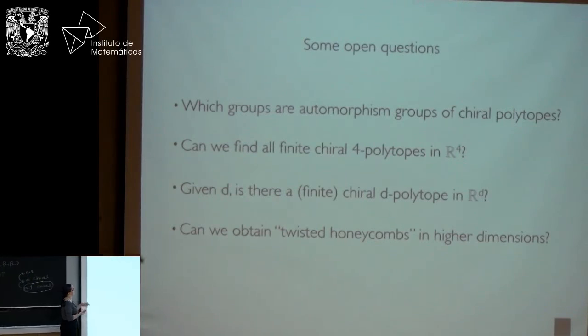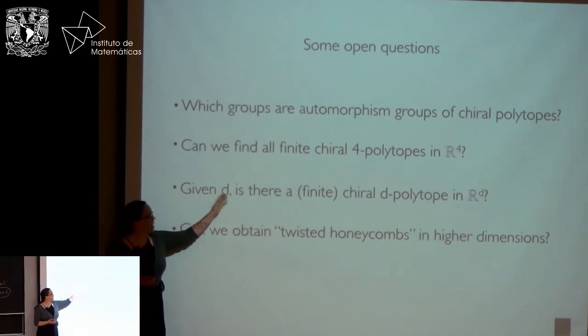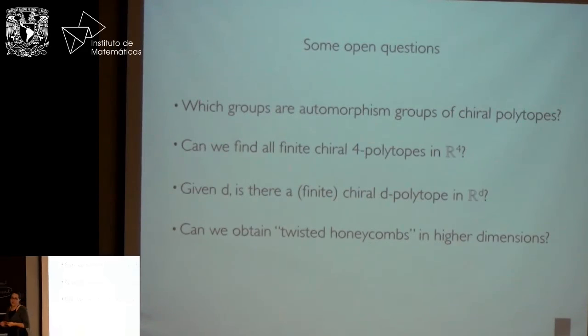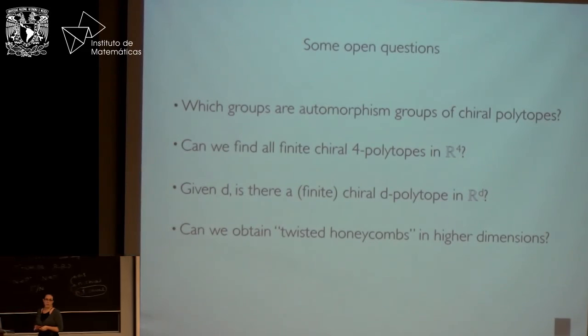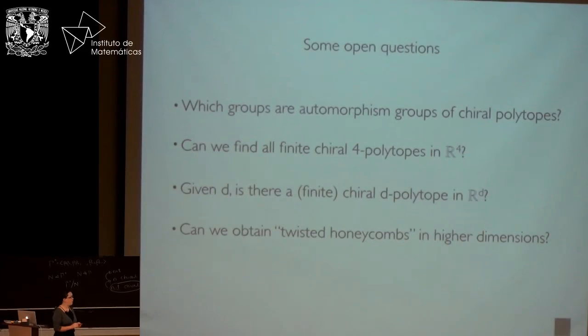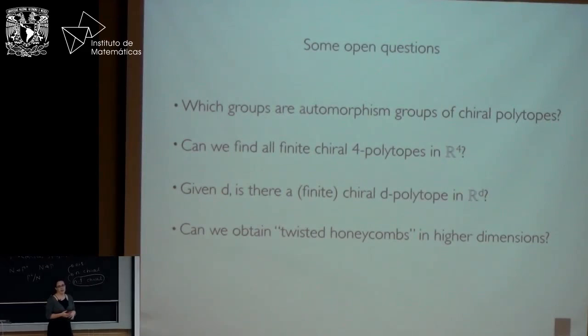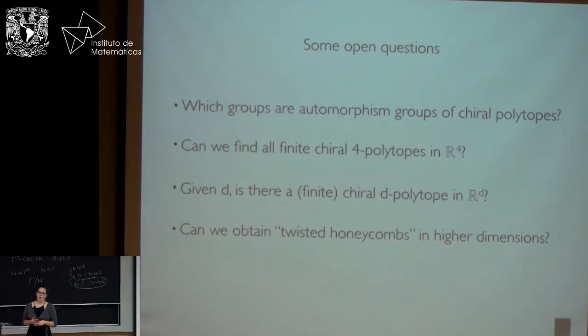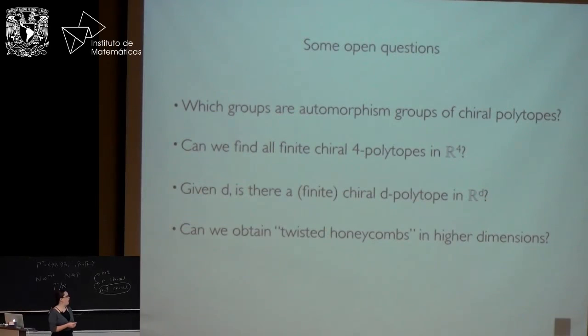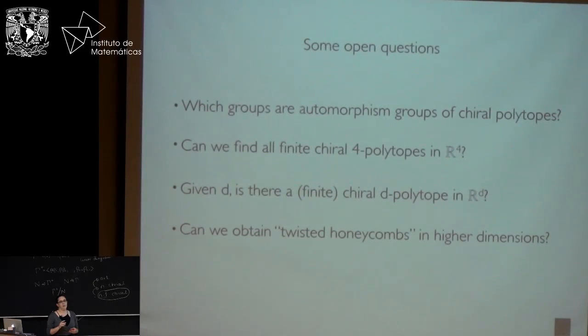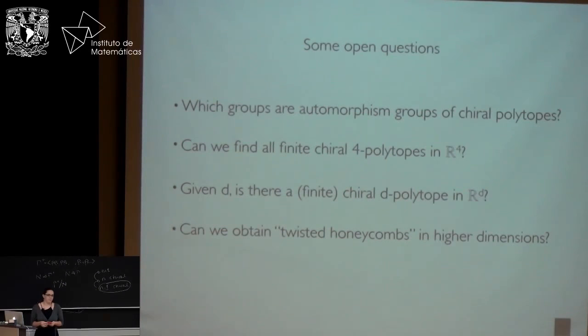Related to that is, given a dimension D, is there a finite chiral D-polytope in RD? Again, for a long time, it was thought that there was none. Now we're not so sure about it, although we have no examples for D different than 4. And can we obtain twisted honeycombs in higher dimensions doing what Coxeter did? From what I told you before, for odd dimensions we can't, but for even dimensions we might have a chance. We don't know. It would be interesting to know.